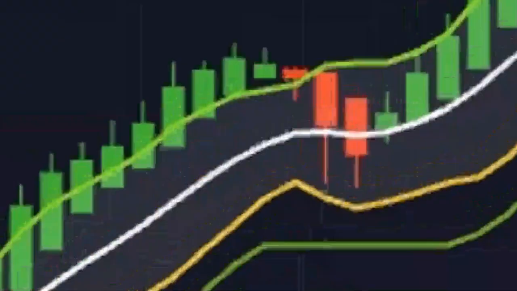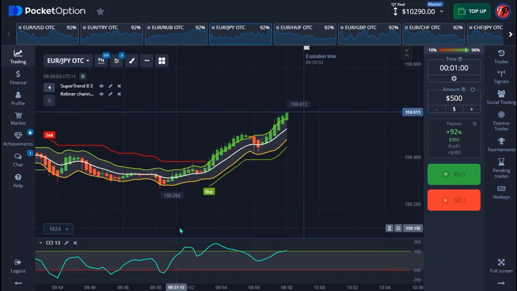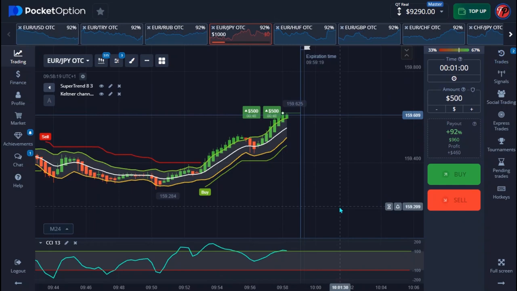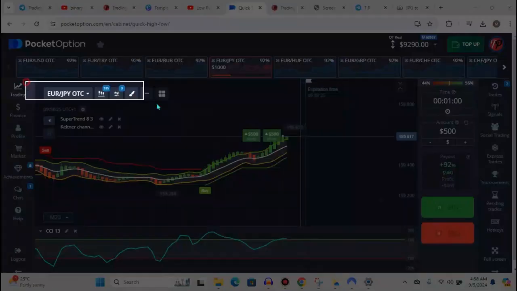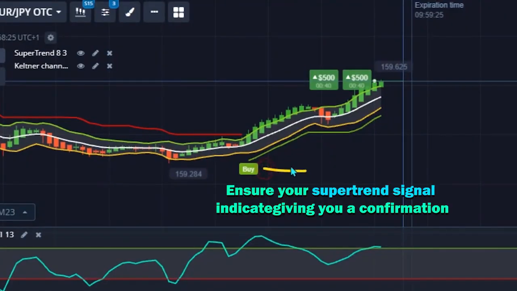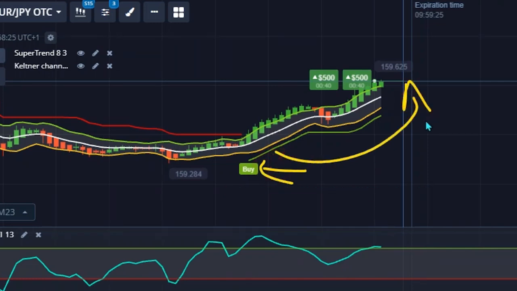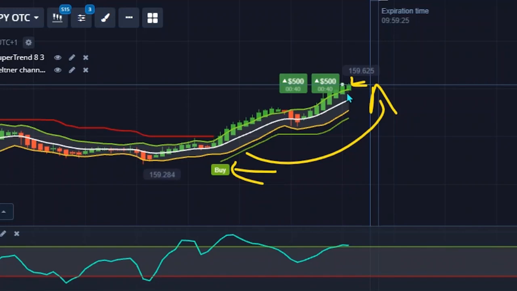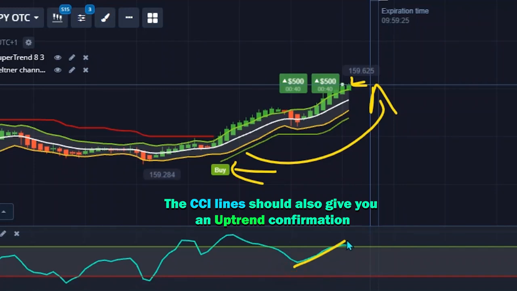Let's keep analyzing. Okay guys, over here I'm finding a good moment for an up trade. I'm going to place a trade on this real quick. Anytime you're going for an up trade, something needs to happen. Let me grab this position. The number one thing is to make sure that the signal of your Supertrend, which is very important, is giving you a confirmation of an uptrend right there. We are only placing our trade on a very strong candlestick, and the candlestick will actually break above your Signal Channel. It's very important. Your CCI also needs to give you a confirmation of an uptrend.